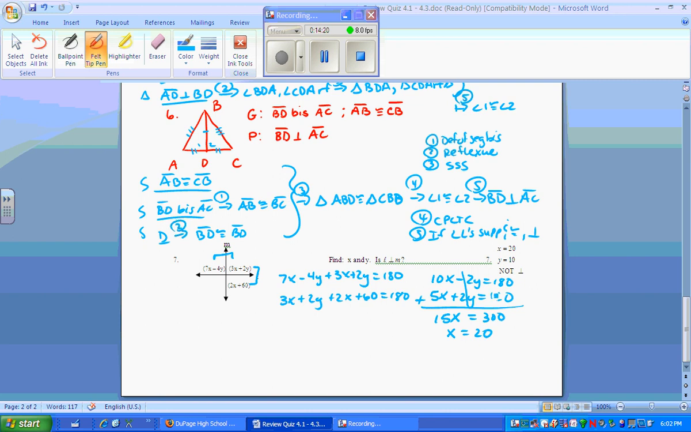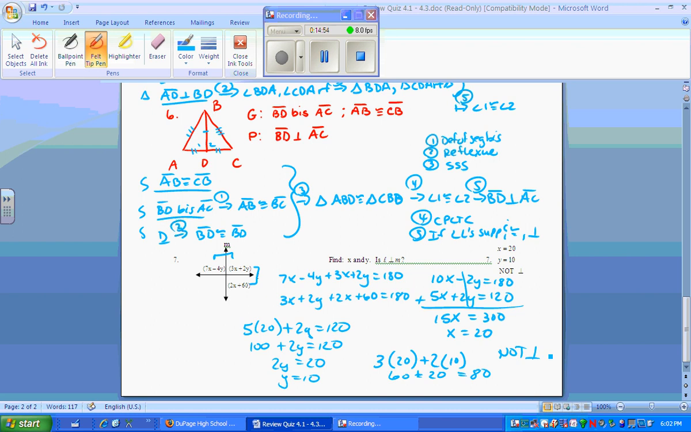What do we do? We plug it back in somewhere. So we'll plug it back into 5 times 20 plus 2y equals 120. This is 100 plus 2y equals 120. So 2y equals 20, making y equal to 10. We want to know if it's perpendicular. Well, you plug it back in somewhere. So 3 times 20 plus 2 times 10 needs to equal 90. This is 60. This is 20. We add them together, we get 80. So it is not perpendicular.